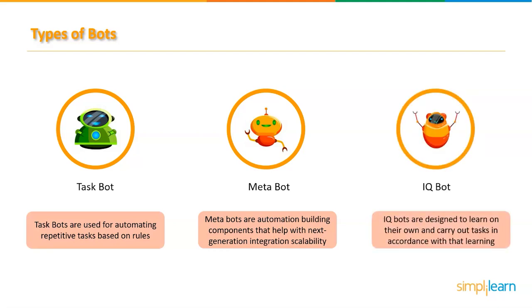IQBot. IQBots are the next generation of intelligent bots. With the ability to think like humans, these bots are designed to learn on their own and carry out tasks in accordance with that learning. Users can experience the potential of automation with IQBots, which use advanced cognitive technology and advanced artificial technologies. These bots have capabilities such as self-learning, decision-making, and subject matter expertise, among others. Data can be extracted from semi-structured and unstructured data by these bots. IQBots also learn to recognize patterns so that the bot knows exactly what to do the next time the pattern appears.